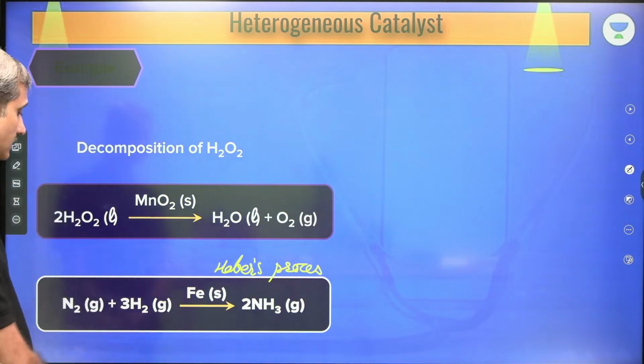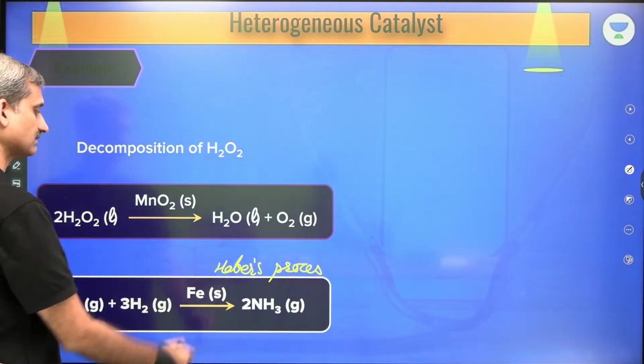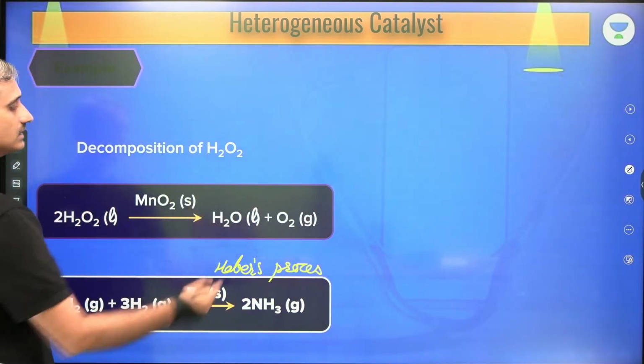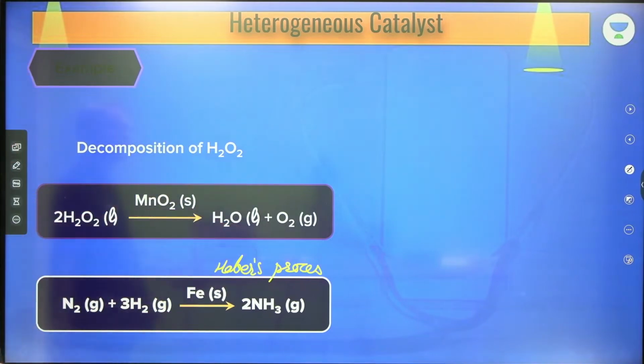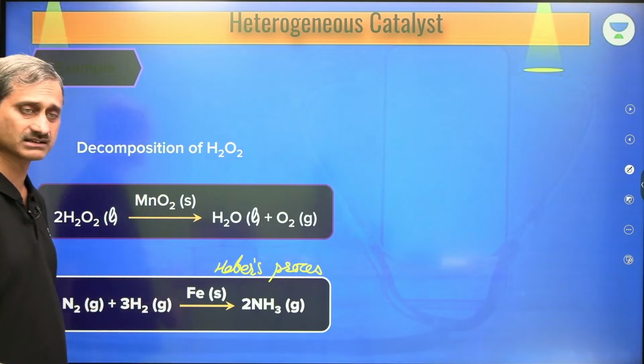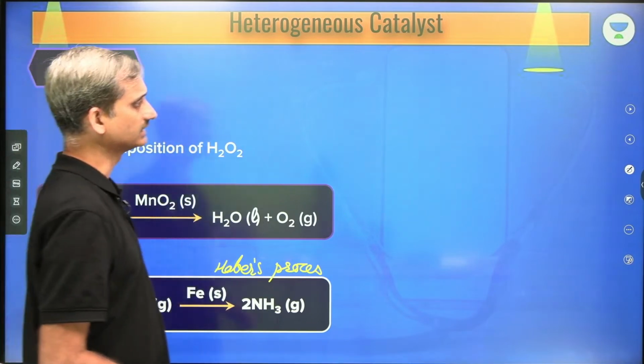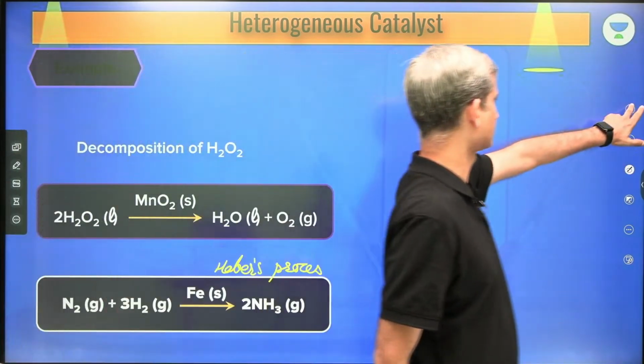So again, the reactant and product are gases, while the catalyst is a solid. Here one of the products is a gas, another product is a liquid, and the reactant is a liquid, while the catalyst is a solid. So this is again a heterogeneous catalysis.